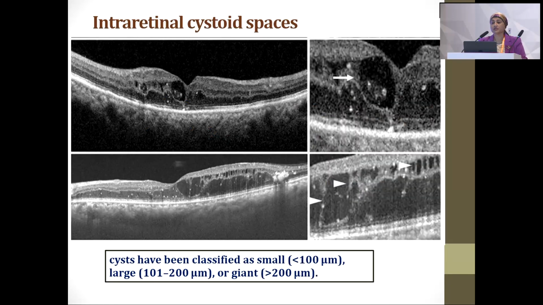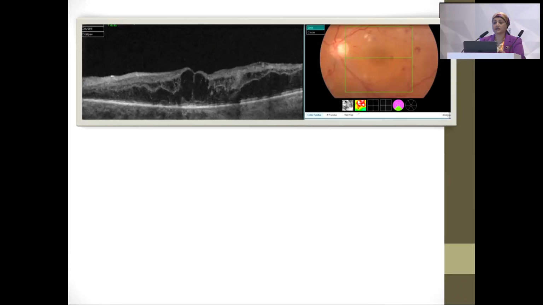Intraretinal cystic spaces, the shape of the spaces, the reflectivity of the intraretinal cyst itself, and the size of these cystic spaces will help classify the condition into small, large, and giant spaces. The intactness of the Müller fiber layer, which is the communication between the inner and the outer retinal segments, is very, very important for the visual prognosis.